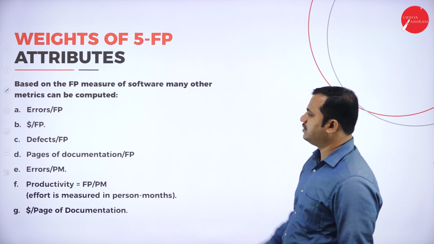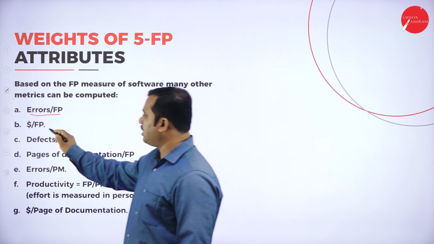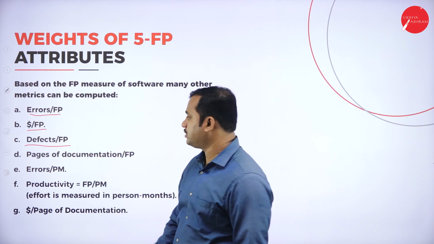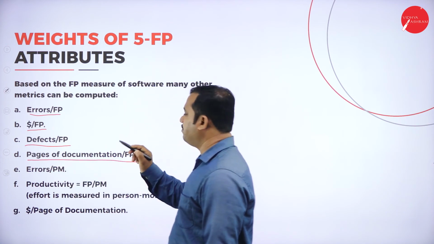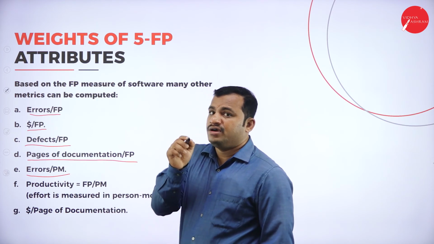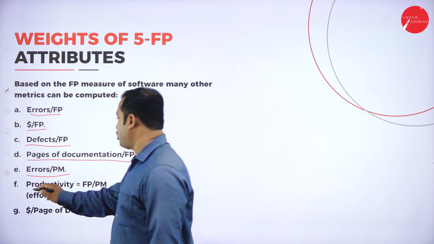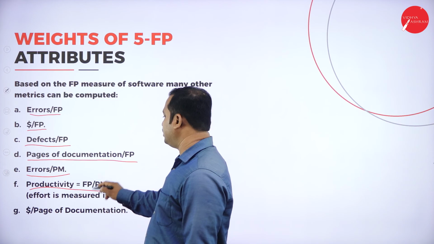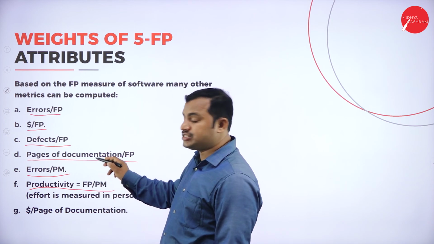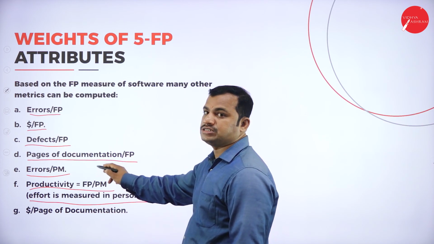Now we have to calculate errors per function point. What is the count used in that function point? Then defects found per function point, then pages of documentation per function point, then errors obtained and the number of individuals involved per month for that particular project. Then productivity is equal to function point divided by persons involved in that project per month, that is the number of resources. Effort is measured in terms of persons per month, PM.